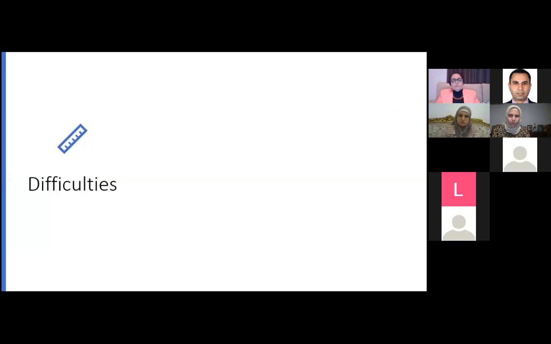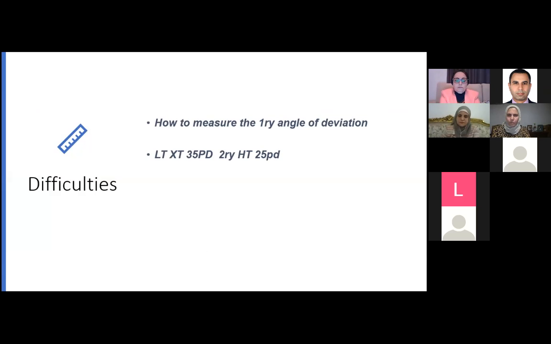Again, what are the difficulties when I met this case? Measurement of the primary angle of deviation is very difficult. The patient is always fixing with the right eye, so I couldn't measure the primary angle. All I could measure was the secondary angle of deviation, which was about 25 prism diopters of left hypertropia, with an exotropia of 35 prism diopters. So the question now is which eye to work upon: the amblyopic eye, or the eye with the primary problem, the right eye.